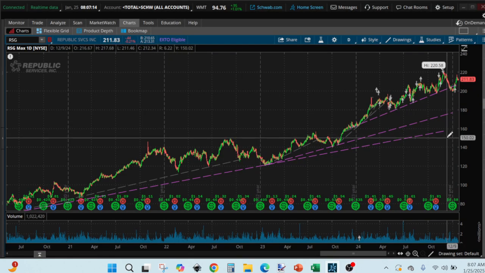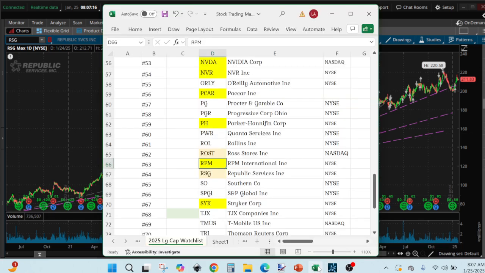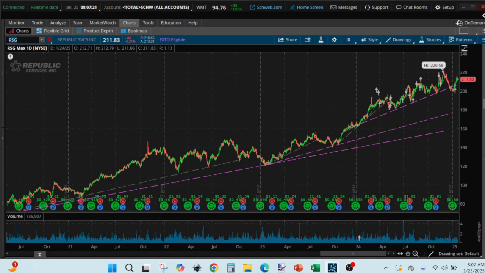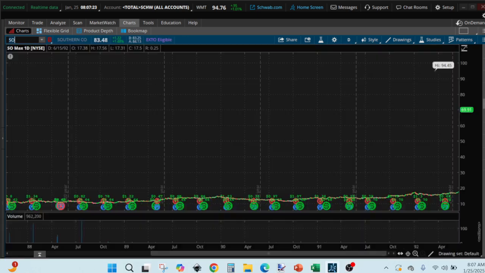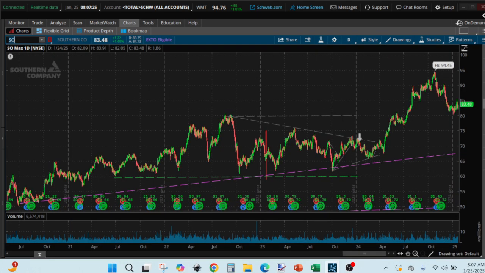But yeah, the next one will be SO. SO is far from the trend line where we like to buy, and yesterday, January 24, the price went up.